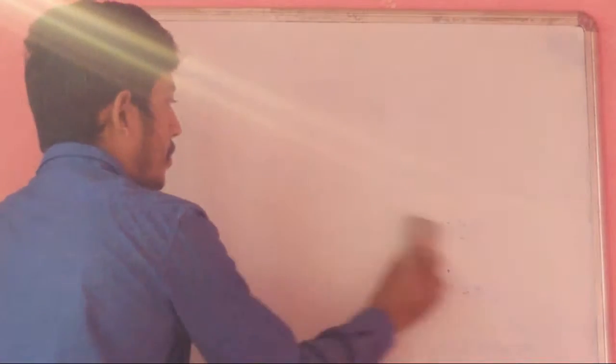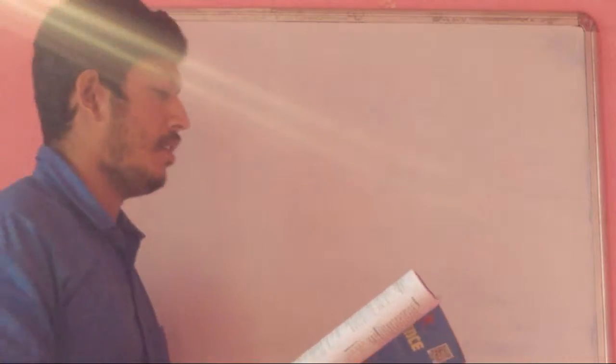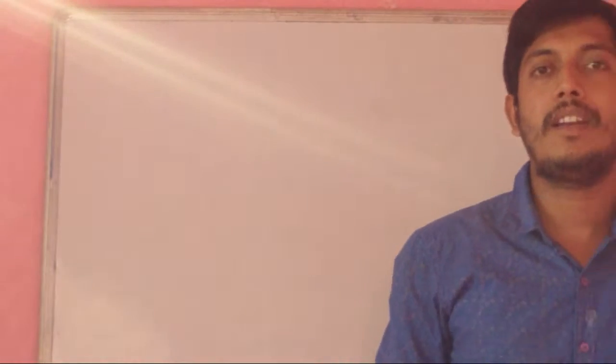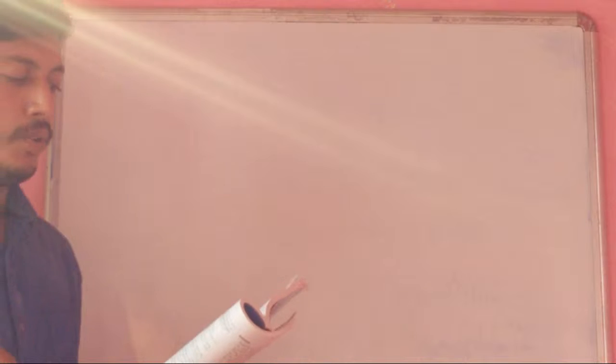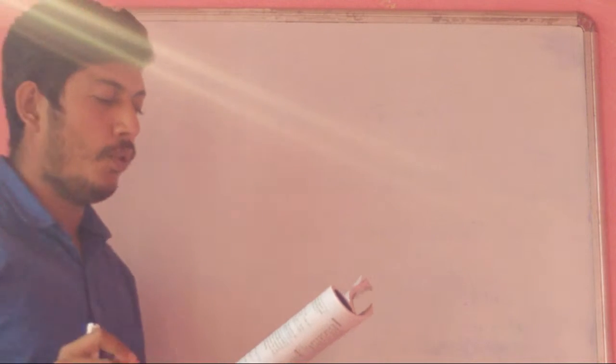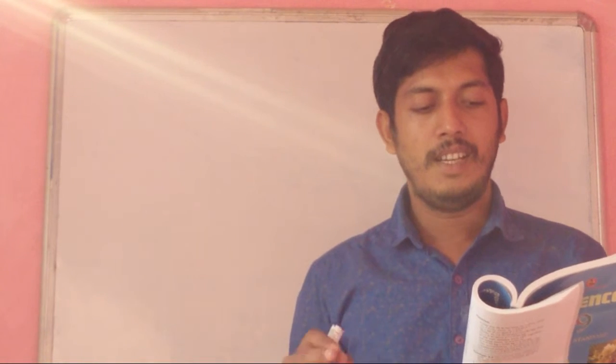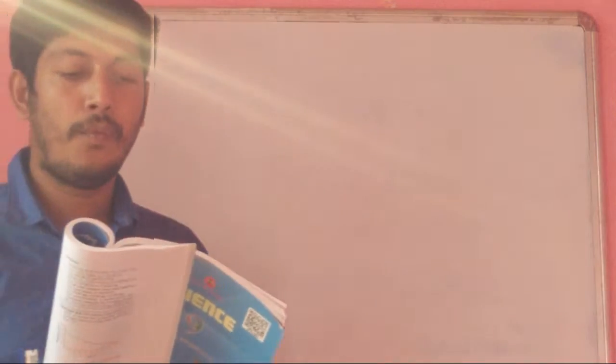Just open page number 120 in your textbook. Example 9.1. I'll read the question. A constant force acts on an object of mass 5 kg for a duration of 2 seconds. It increases the object's velocity from 3 meter per second to 7 meter per second. Find the magnitude of the applied force.